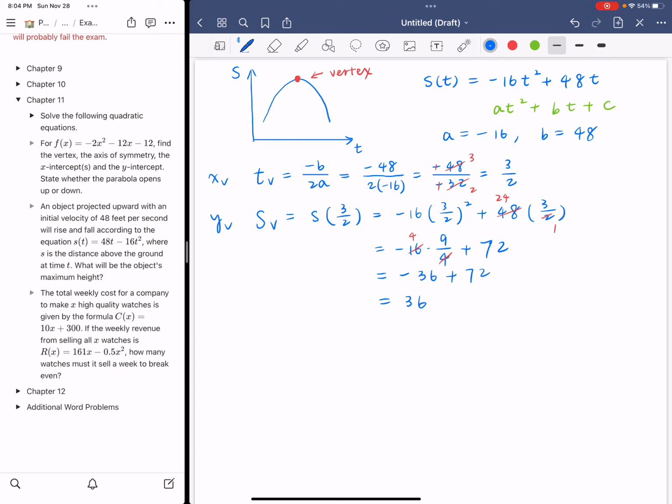So apparently the object's maximum height is 36 feet. So you just write the object's maximum height is 36 feet. And then you could box that.